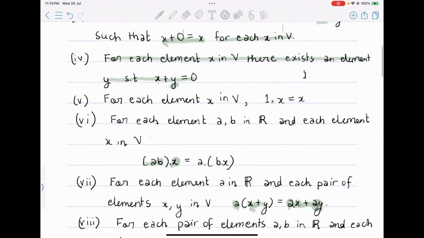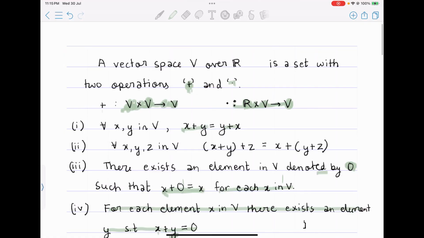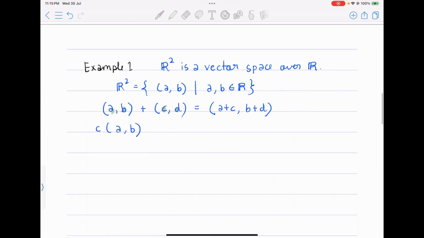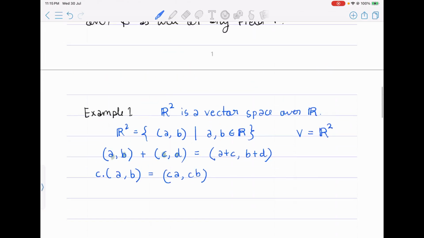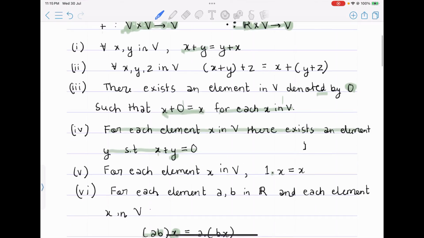Now we want a dot from R cross V to V. So this thing, I'm taking to be (ca, cb). So in short, our V is R2, and we are talking about the vector space R2 over R. Okay, now check that this thing happens.